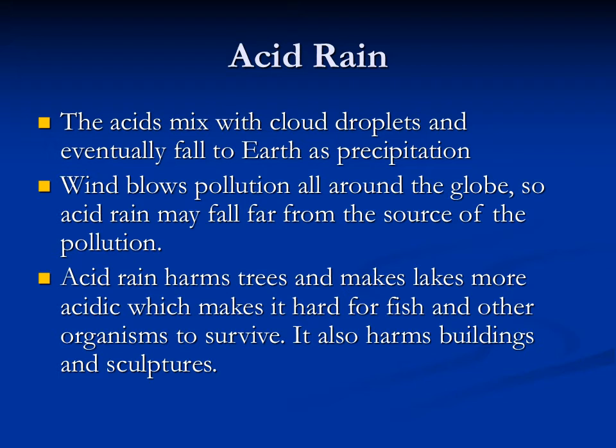The wind blows the pollution all around the globe, so acid rain may fall far from where it was actually formed, from where the actual pollution was. Acid rain is really bad for trees, makes lakes more acidic, which makes it harder for fish and other organisms to survive, and it also harms buildings and sculptures.